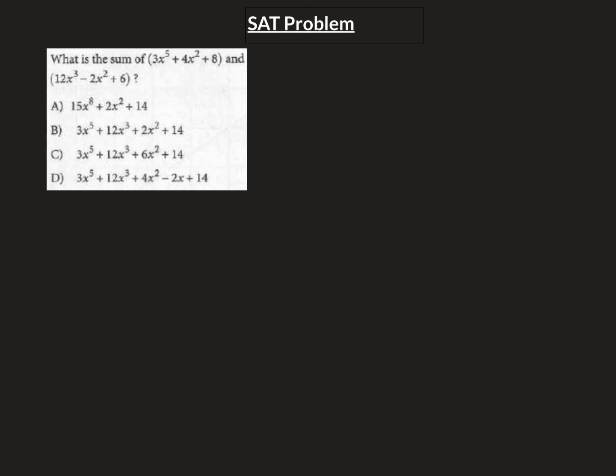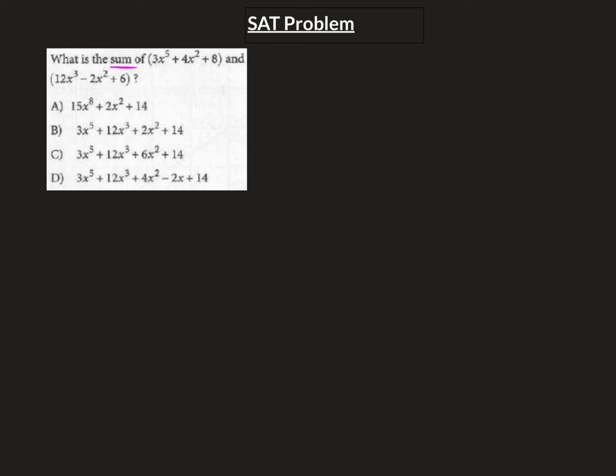So now, for the second problem, our question is, what is the sum of 3x to the power of 5 plus 4x squared plus 8 and 12x cubed minus 2x squared plus 6? Now, just finding the sum. The sum is the key word here. So we're not multiplying the two expressions, we're actually just adding them. And you have to make sure that you watch out for that word because it can sometimes trip you up.